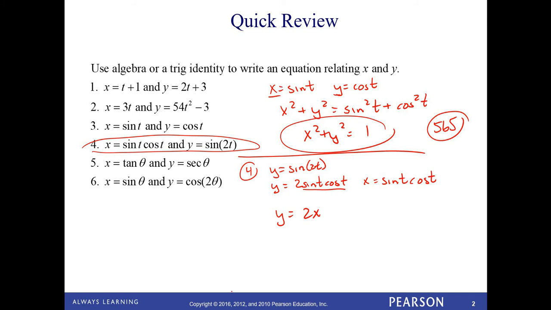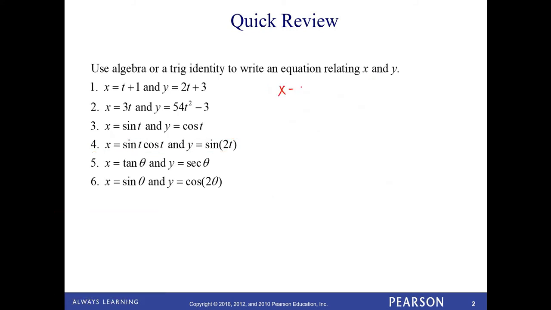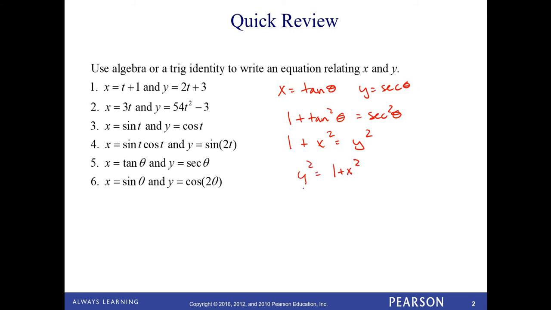Okay, see if you can do number 5 on your own. Pause and come on back. Okay, number 5. Again, I'm going to think about some trig identities. x equals tan theta, y equals secant theta. So I'm going to again use one of my Pythagoreans. I'm going to start with 1 plus tan squared theta equals secant squared theta. Doing some substitution here, and there's my equation. So y squared equals 1 plus x squared.